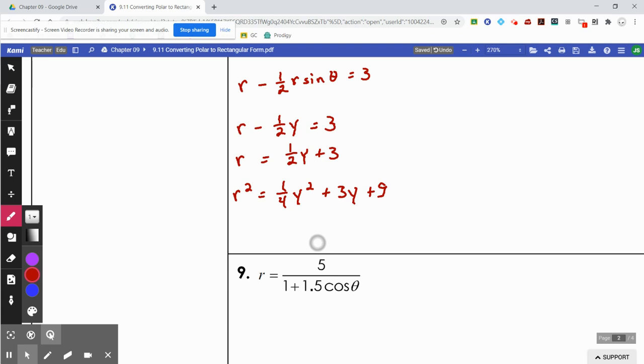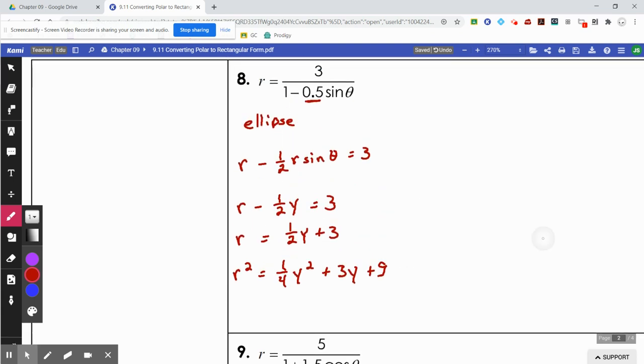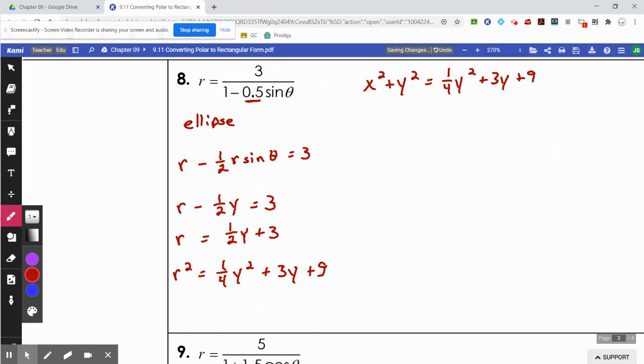We're again going to replace our r squared with x squared plus y squared. So you now have x squared plus y squared equals 1/4 y squared. And now on every other problem, those y squareds canceled. Here, however, the y squareds are going to stick around, which is what's going to force it to be an ellipse or something different than a parabola. So let's move our x squareds and y squareds all to the same side, like we would if we were trying to get it in standard form.